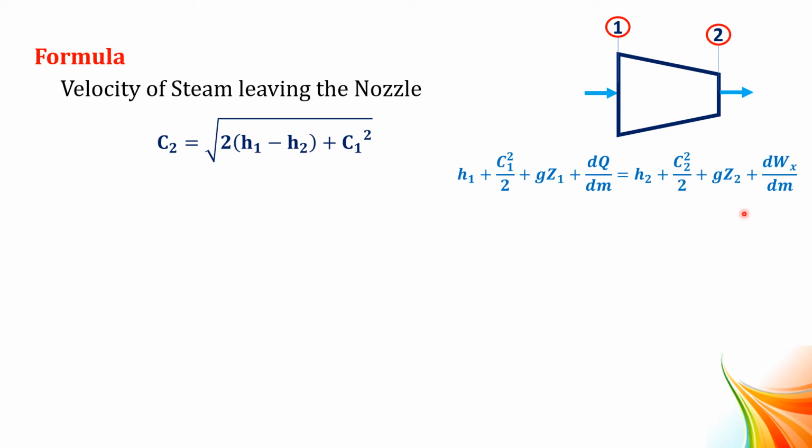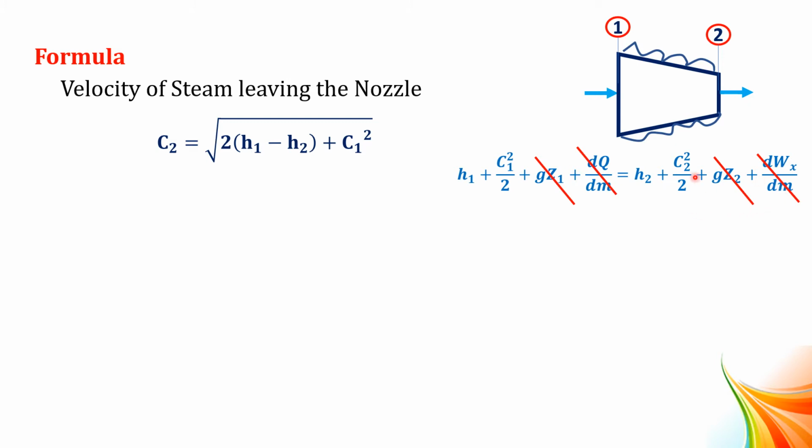So we know a nozzle does not produce or absorb any work. Therefore, dWx by dm is neglected. Then assume the nozzle is a well insulated device. Therefore, no heat transfer across the system boundary, so dQ by dm is also equal to 0. Now we know the steam entering and exit are at the same level. Therefore, the change in potential energy, gZ1 and gZ2 values, are also equal to 0.